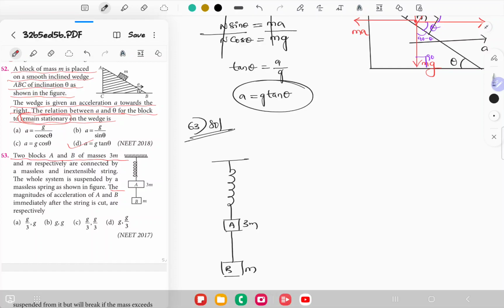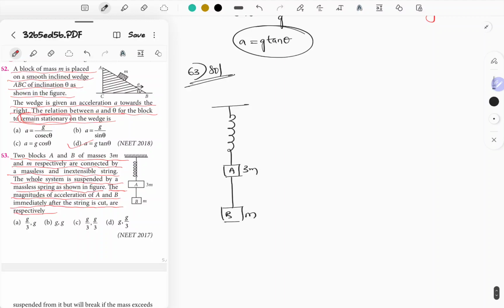Two blocks A and B of masses 3m and m respectively are connected by a massless and inextensible string. The whole system is suspended by a massless spring. String is there, spring is also there. The magnitudes of accelerations of A and B immediately after the string is cut are, respectively. Super.